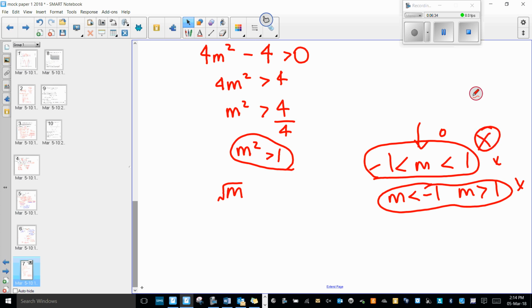We just need to double check that this one is correct. If m was less than -1, tell me a number that's less than -1. -2. What's -2 squared? 4. Is that greater than 1? Yes. That's looking good. Just double check: when m is greater than 1, we're looking at a number like 2. 2 squared is 4, so that works too. So our answer is m is less than -1 or m is greater than 1. That's your answer.